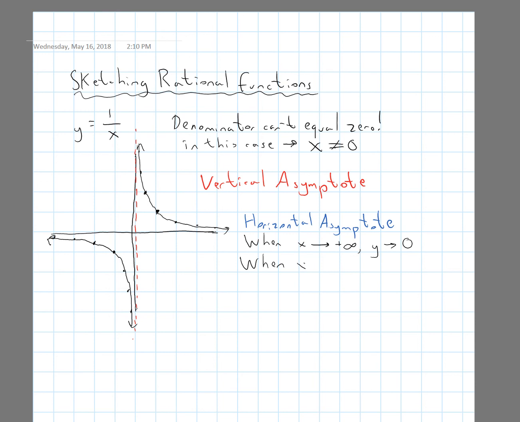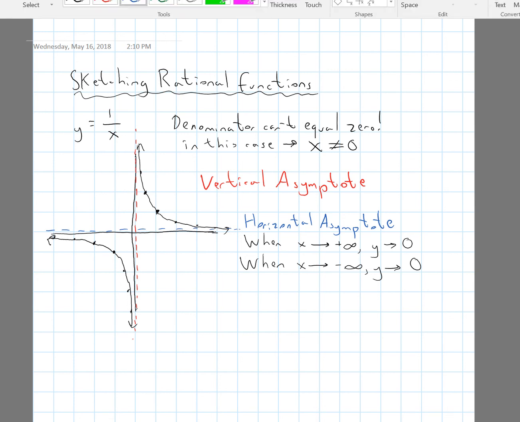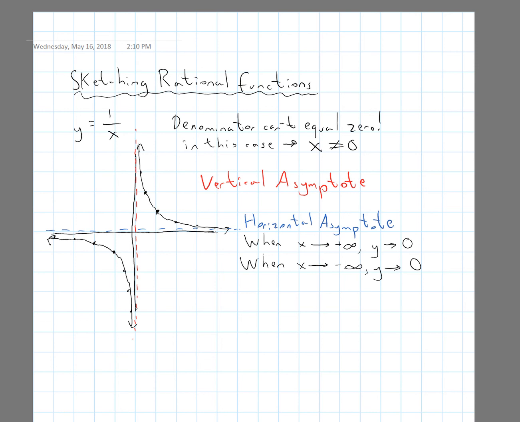And similarly, when x goes to negative infinity, y also goes towards 0. Right? 1 over negative a bajillion, or whatever huge numbers, x can be as big as it wants in the negative direction. Y will never equal 0 exactly. This graph will only approach y equaling 0, so we get this blue horizontal asymptote here. And these asymptotes are really the key to this whole unit.